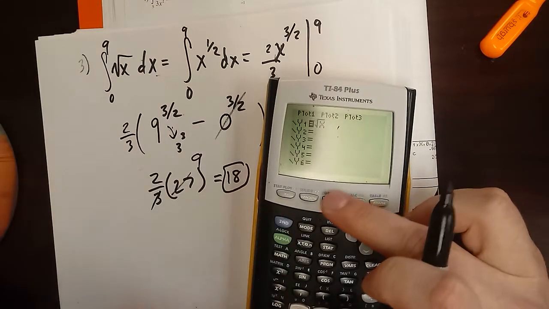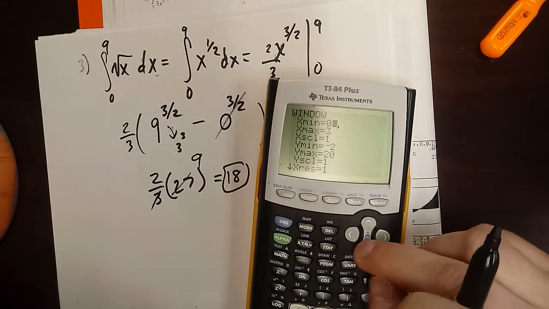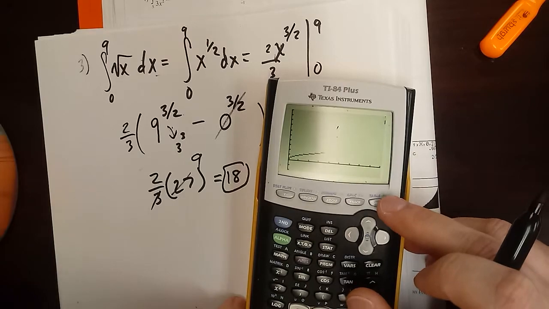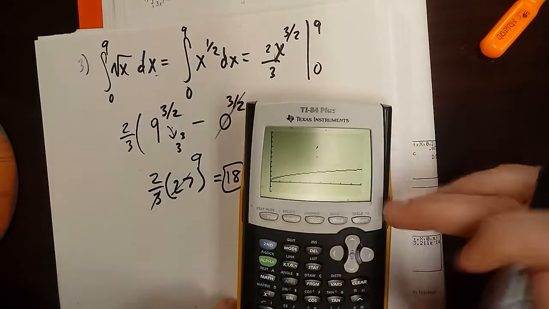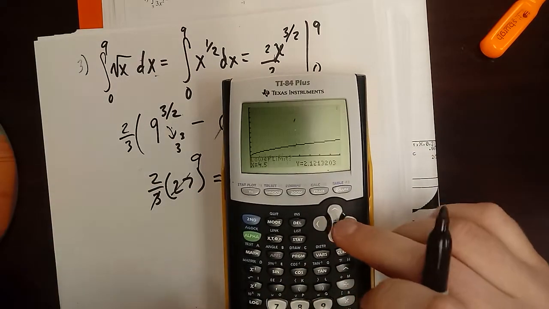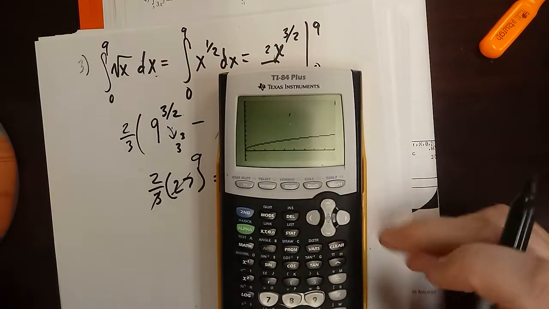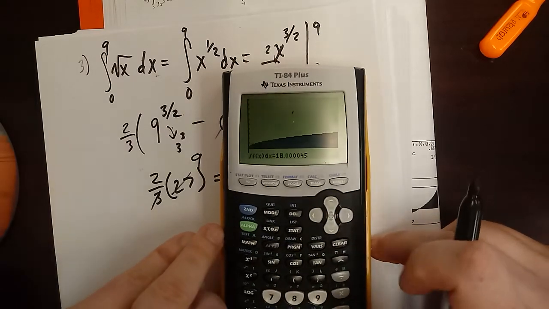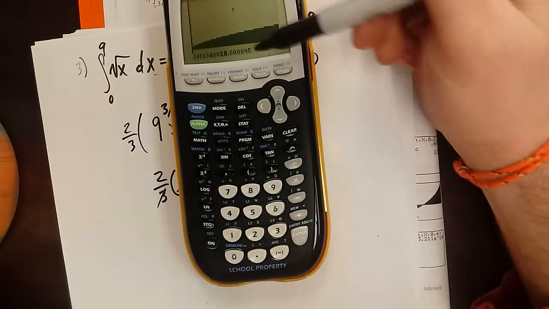I think this is the last one that I'll show. I think this is good enough. So if I say let's go from 0 to 9, and look at our graph, this is saying the total area under this curve from 0 to 9 is exactly 18.